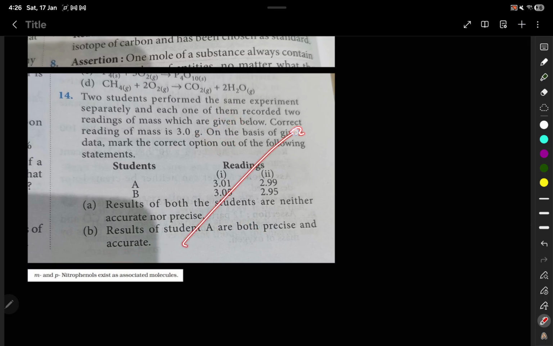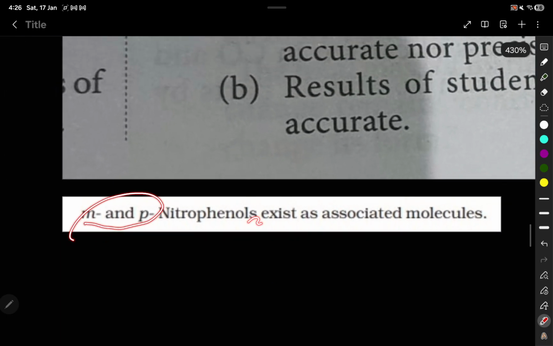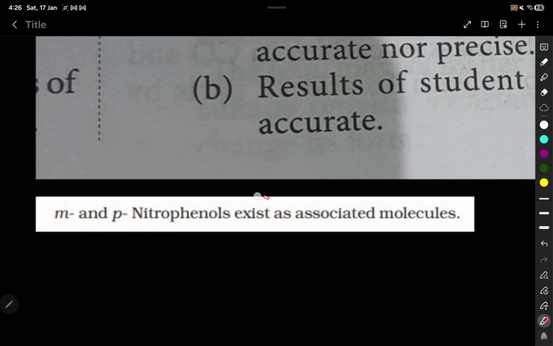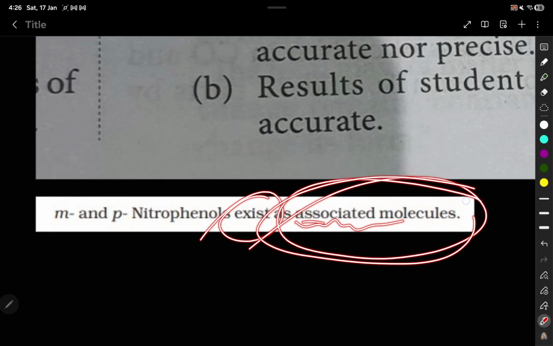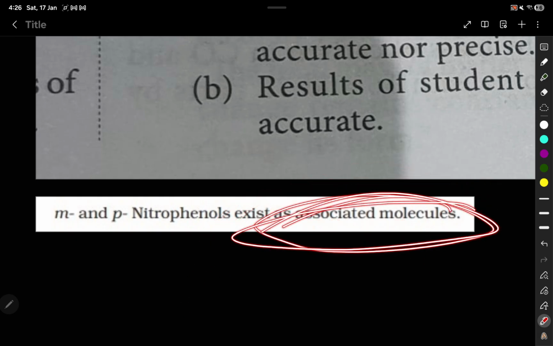Okay, I'm going to be skipping this numerical. You can pause it and try it. And the last point is that meta and para nitrophenols exist as associated molecules. Just please remember this. Do not forget this, it is statement based. It can be asked in boards anywhere. It can be asked.